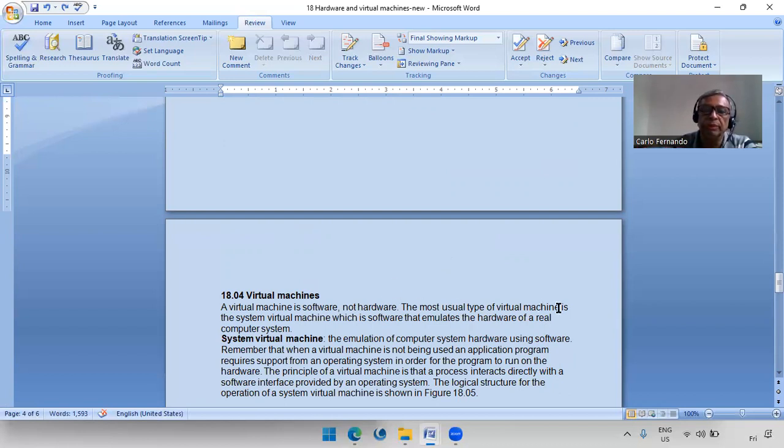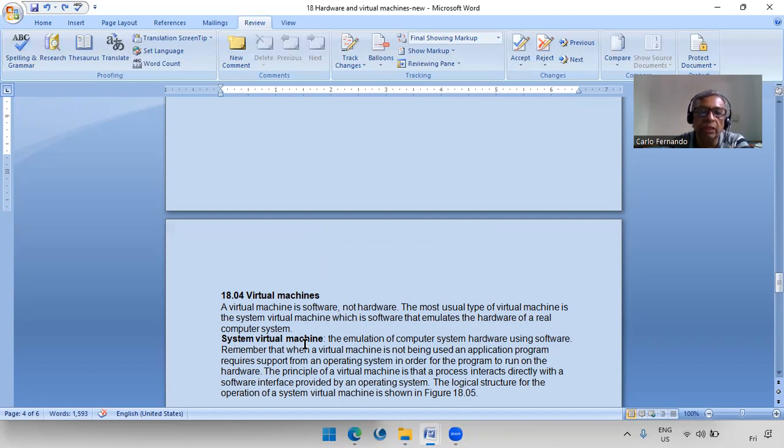The most usual type of virtual machine is the system virtual machine, which is software that emulates the hardware of a real computer system. The software is pretending and showing the user that this is another machine. It looks like the real hardware of a real computer system. So a virtual machine is like pretending to be a physical one.